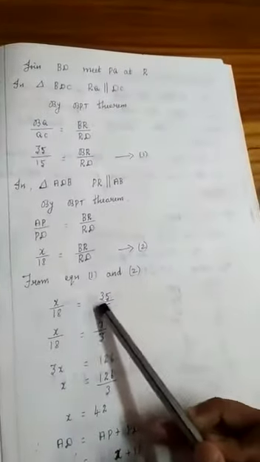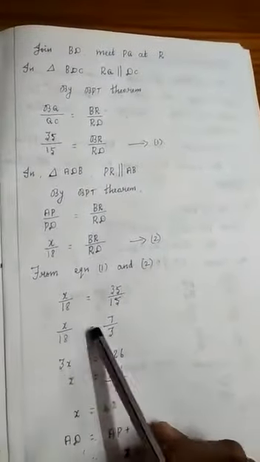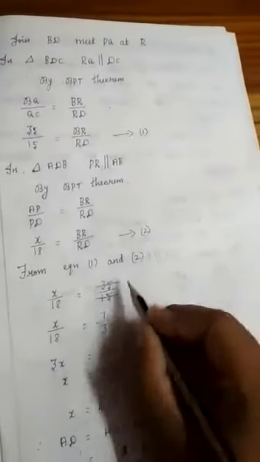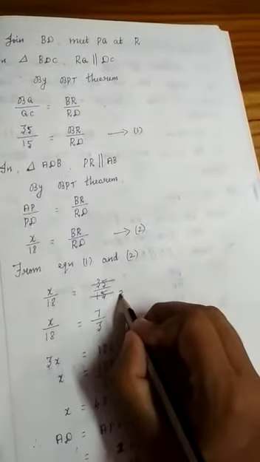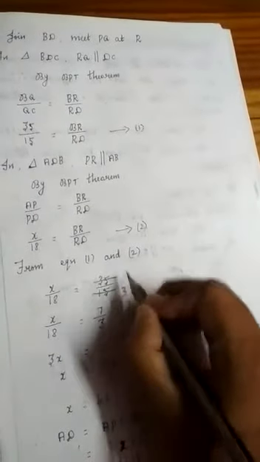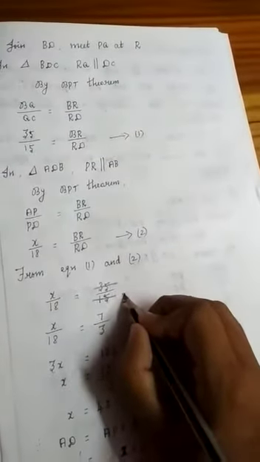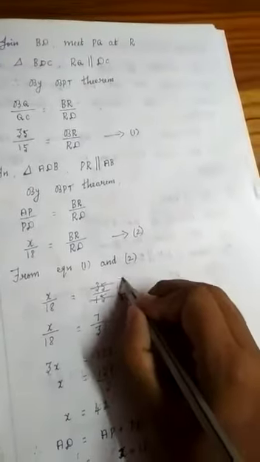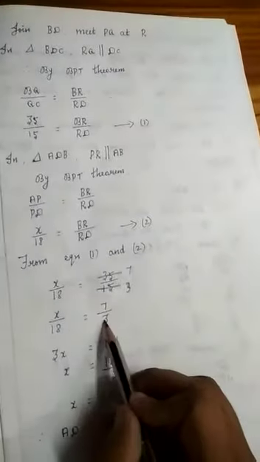35 divided by 15, since the left hand sides are equal. So now x divided by 18 is equal to 35 divided by 15. Can you cancel it or not? If you cancel out, the 5 table you can cancel: 3 5s are 15, 7 5s are 35. So now you have got 7 by 3.